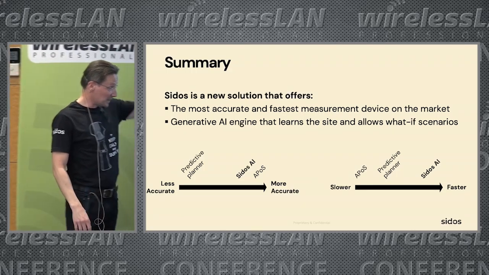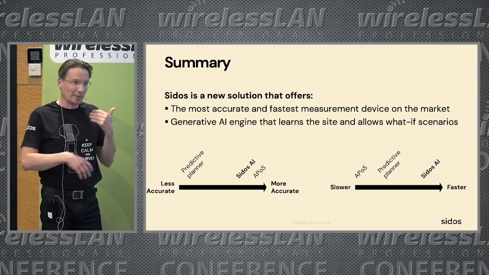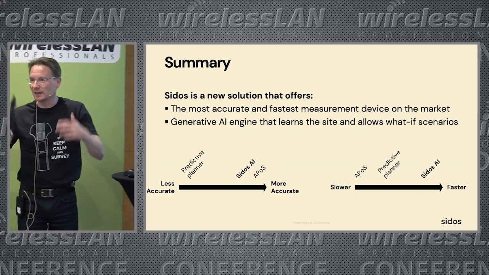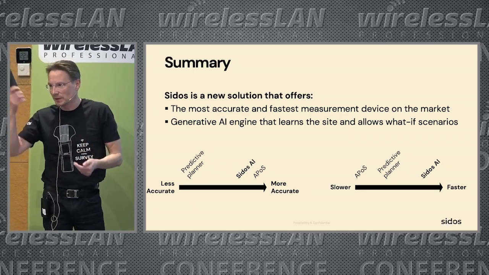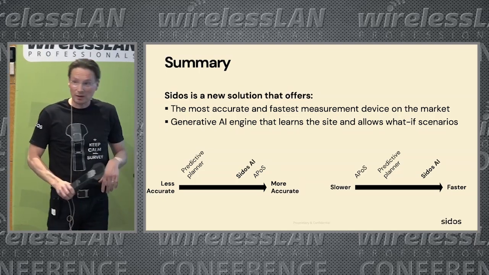And all of this AI stuff is in beta phase now, so it's becoming available to our customers today. But the survey side and the planner side, in a more traditional sense, is all in production and available today.